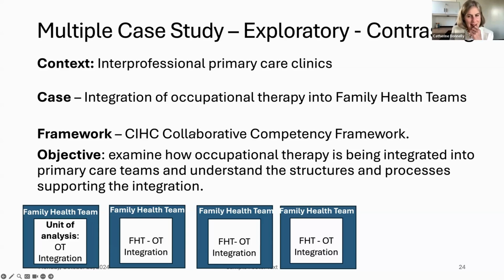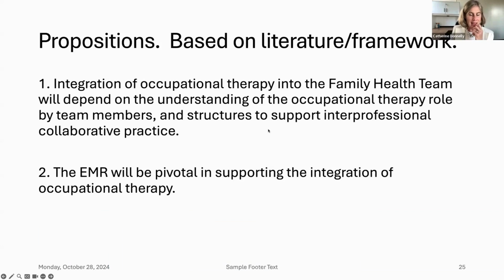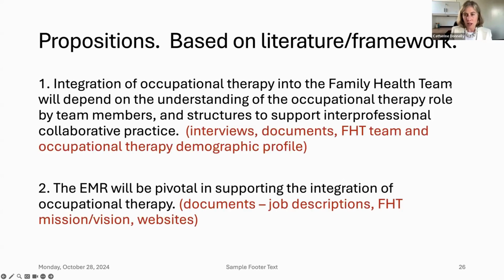So for this one, I used the collaborative competency framework. That was the closest thing that I had to help me understand what helps support collaboration and integration. And so again, looking at what I felt from the literature in that framework, knowing that how people work together was about structures and processes and understanding. And this idea that we knew from the literature that having a common EMR was going to be pivotal to supporting the integration. So again, we used lots of different data.